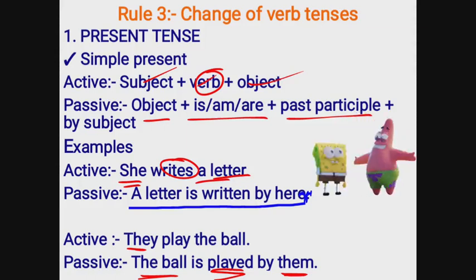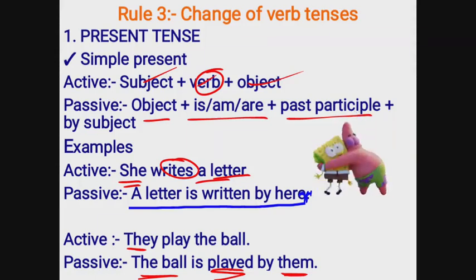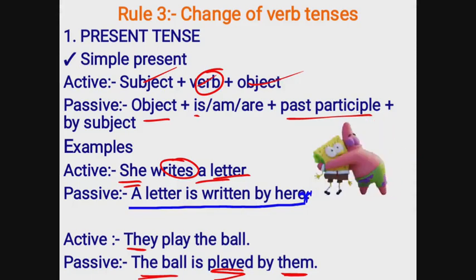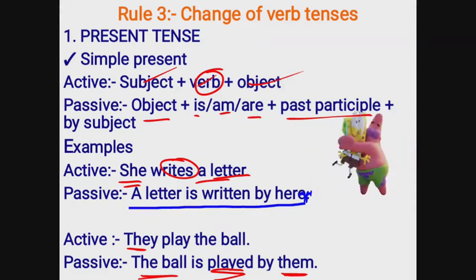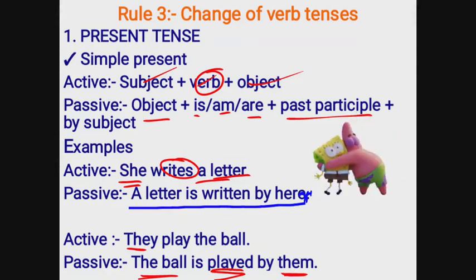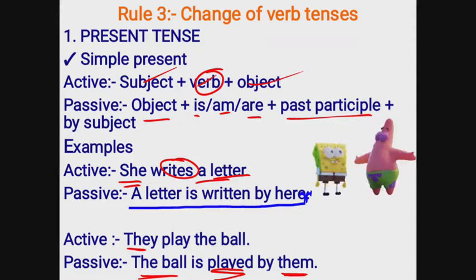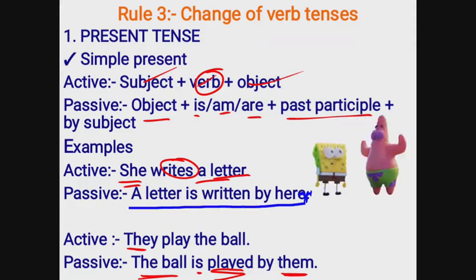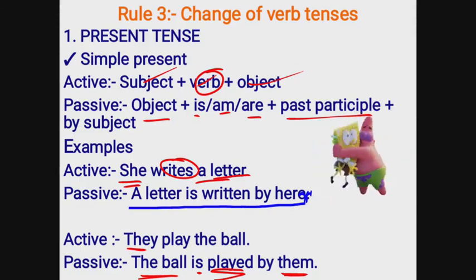Which verb are we taking now? So we need to add our what? Auxiliary verb. Are we taking is, am, or are? Now take note, if the object is just a singular, we will take is or we take am. But if the object is more than one, we take what? Are. The ball is just a single ball, so we pick what? Is. So right, the ball is played by them.